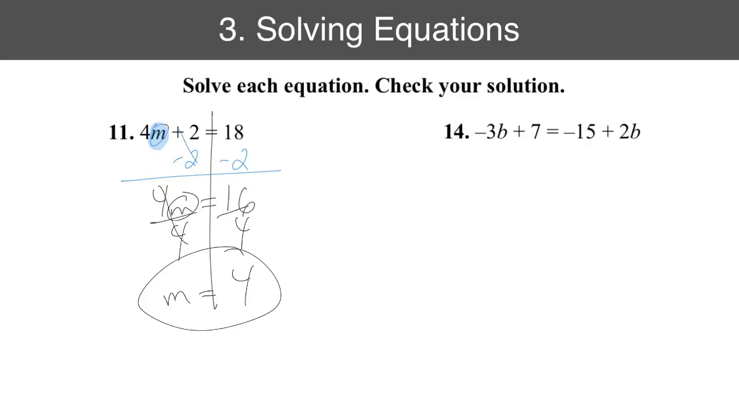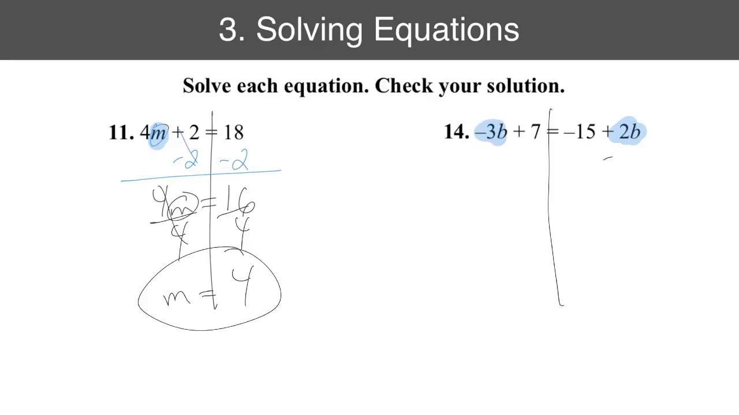Now in 14, we have a different problem. Again, you can draw your brick wall down the equal sign. Now here's our problem in 14. We have variables on both sides. We have negative 3b and 2b. So we have two variables on opposite sides. So the first thing we need to do is get them on the same side.